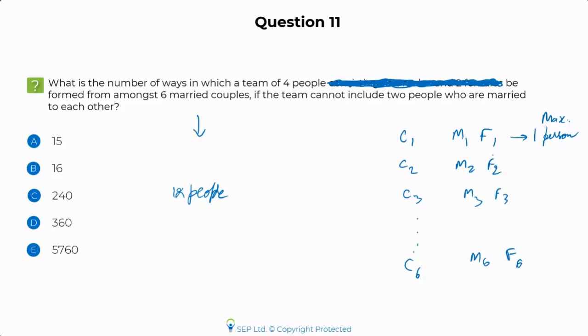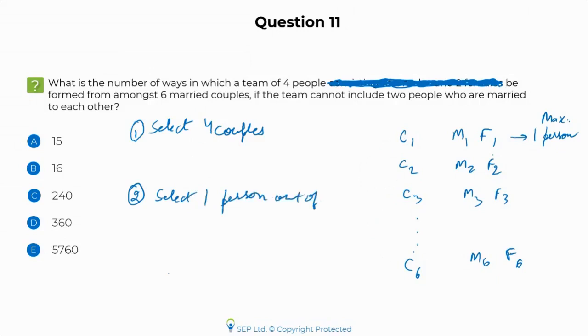What it means is that in the end, I might have chosen groups of basically 4 couples, and I would have taken 1 from each of them. So it's a 2-step process. Let me write that. The first step is select 4 couples. The second step is select 1 person out of the couple.